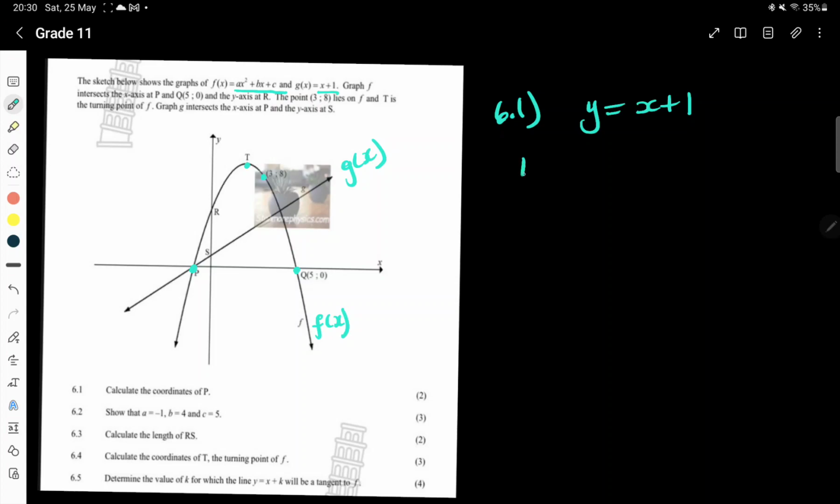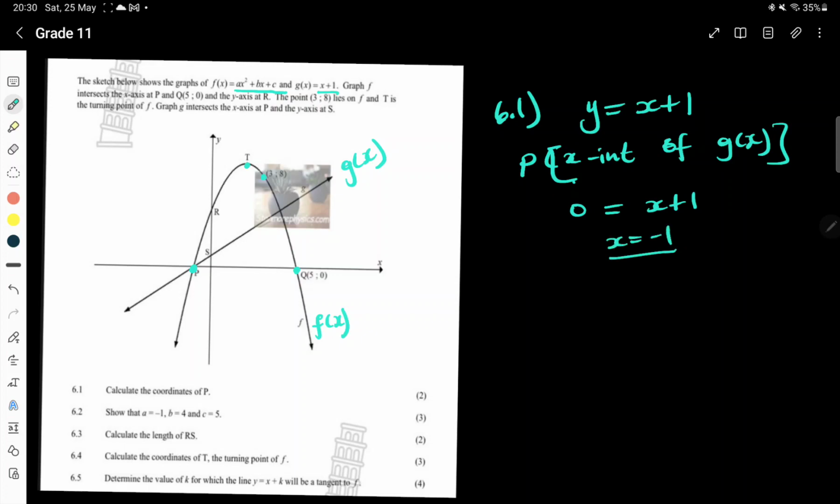Now remember, P is the x-intercept of g of x. So for the x-intercept, y is 0. So it's 0 is equal to x plus 1. Then you transpose. Then x is equal to -1. So P will be (-1, 0). Then you are done.